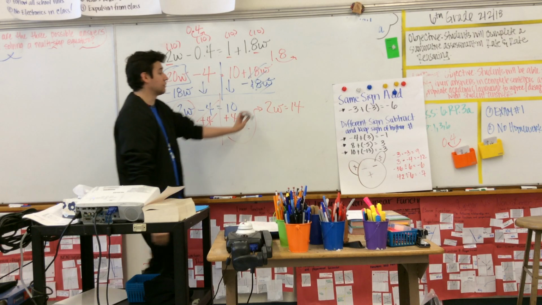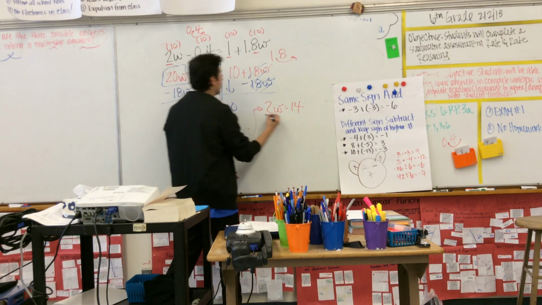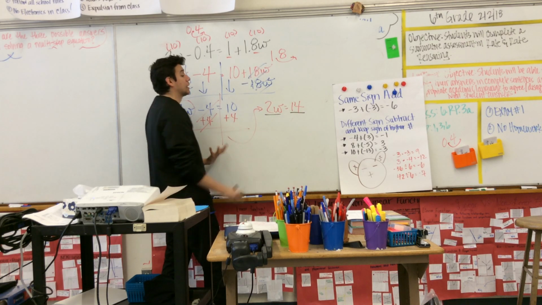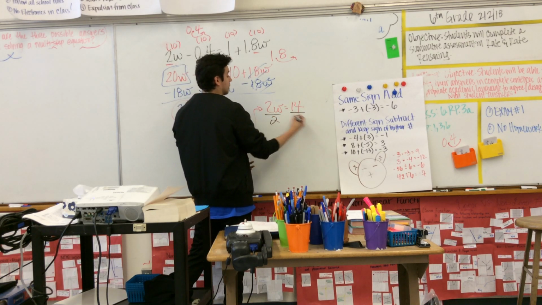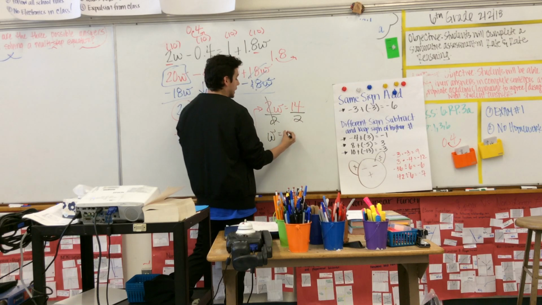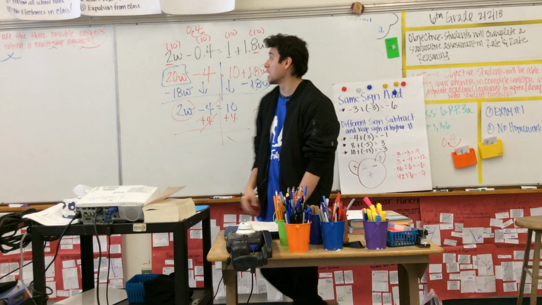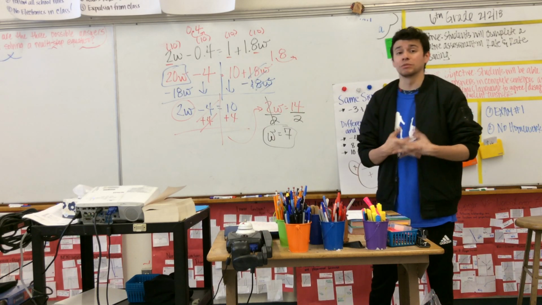Divide. The inverse of multiplication is division. So I don't know why some of you guys are putting negative. The inverse of a multiplication is not subtraction. Divide by 2, divide by 2. So in this case, w is equal to 7. And that's pretty much it. How to solve multi-step equations with decimals.